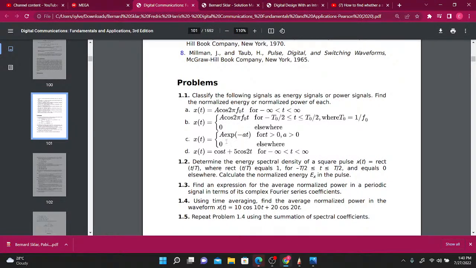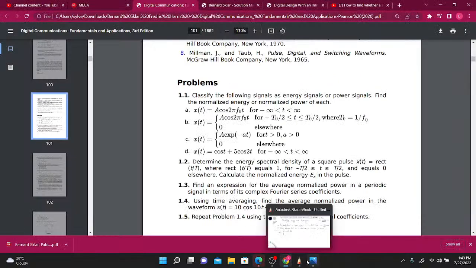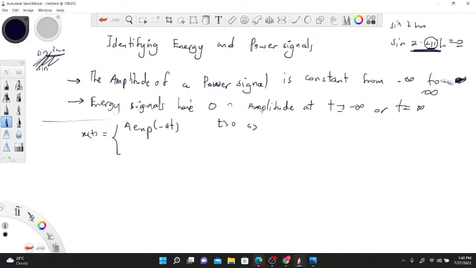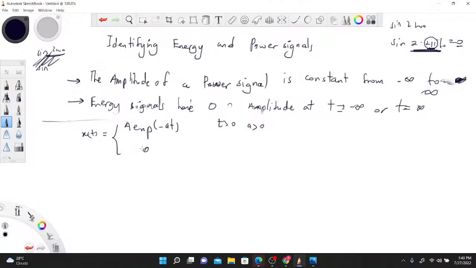The next signal is x of t equal to A e to the power minus alpha t for t greater than 0, A greater than 0, and it is equal to 0 elsewhere. So here we see that the amplitude of the signal is supposed to be constant for it to be a power signal. An energy signal has 0 amplitude at t equal to negative infinity or t equal to infinity. So let's see.